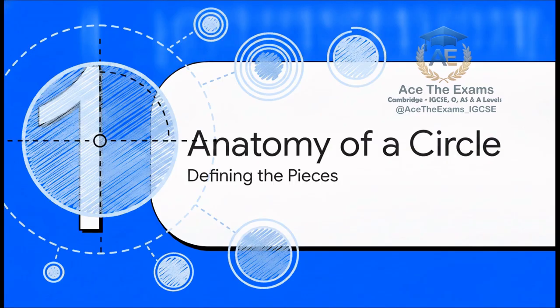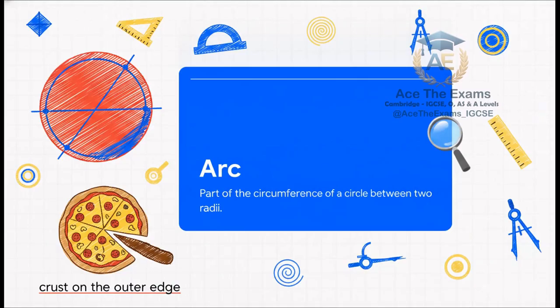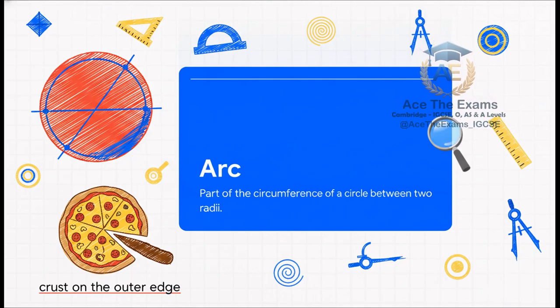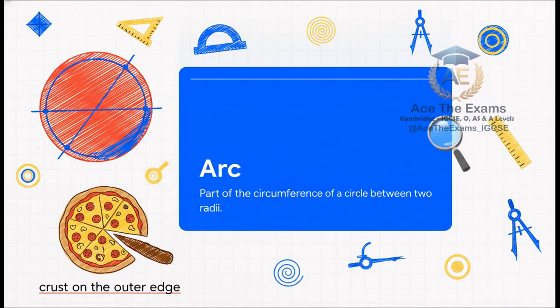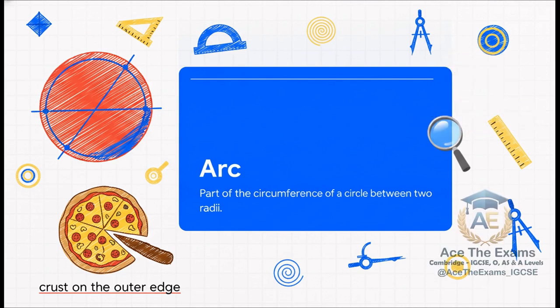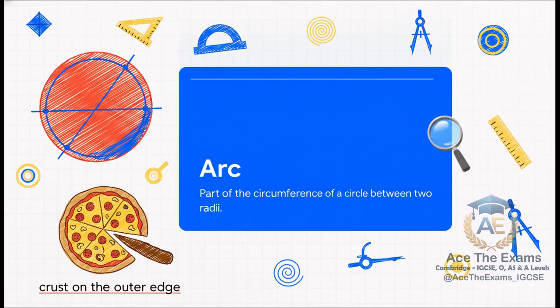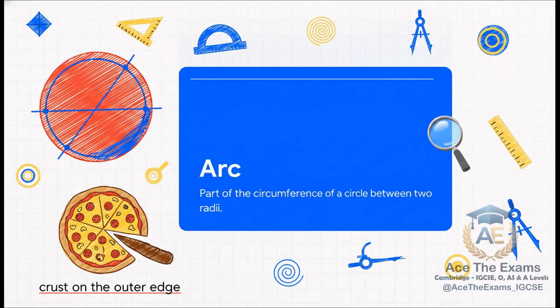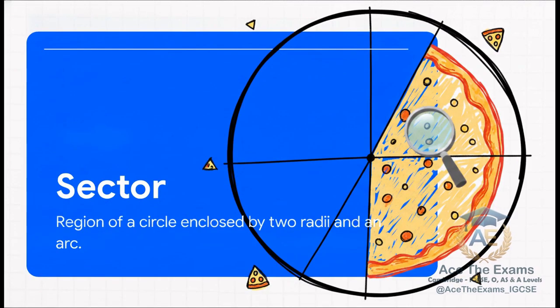Section 1. Anatomy of a circle. Defining the pieces. Right. Before we touch any math or crunch any numbers, we absolutely must visually anchor our terminology. Let's look at our first definition, an arc. An arc is simply a part of the circumference of a circle between two radii. If you think of a circle like a freshly baked pizza, the arc is strictly the crust on the outer edge, literally nothing more.